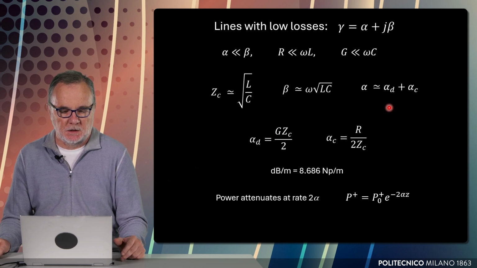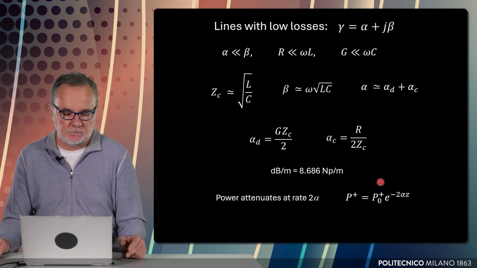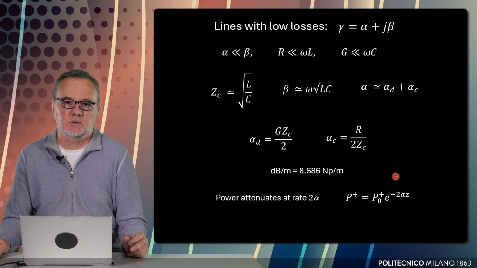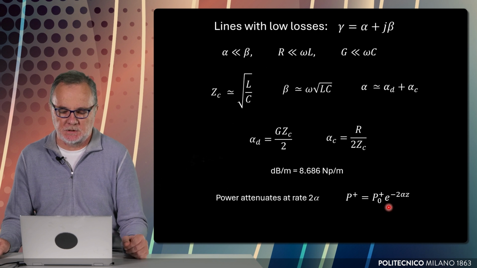So, we have that voltage and currents attenuate with attenuation constant alpha. Power attenuates with an attenuation constant twice alpha, so that the power traveling along the line is the power at z equals 0 times the exponential of minus 2 alpha z.